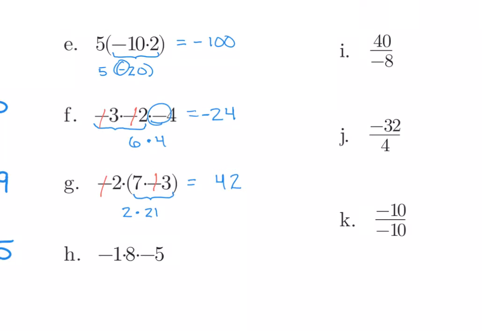And finally, example H, I'm going to go ahead and go from left to right. Negative 1 times 8, or 1 times 8 is 8, times 5 is 40. My negative signs cancel, leaving me with positive 40.